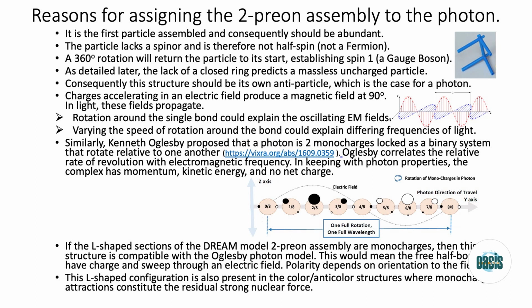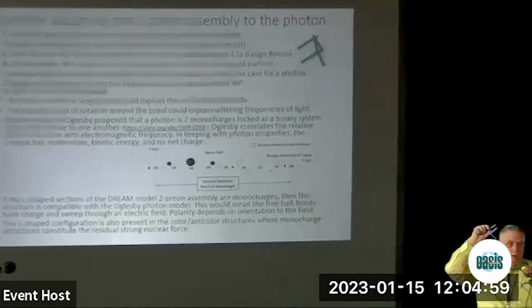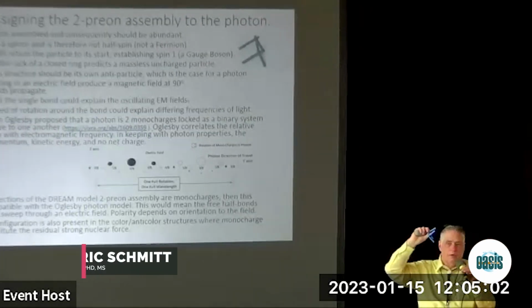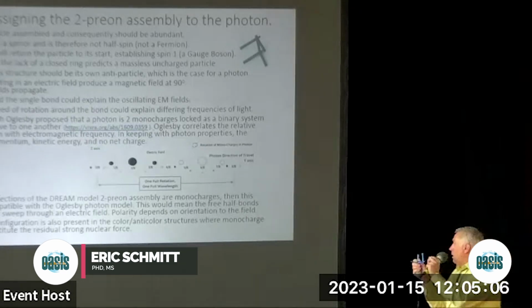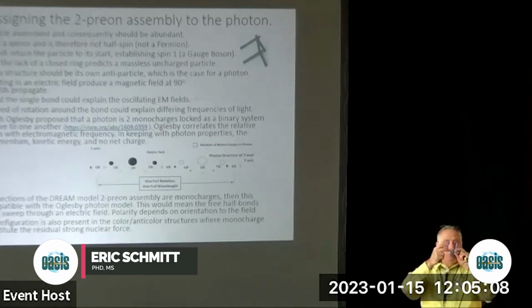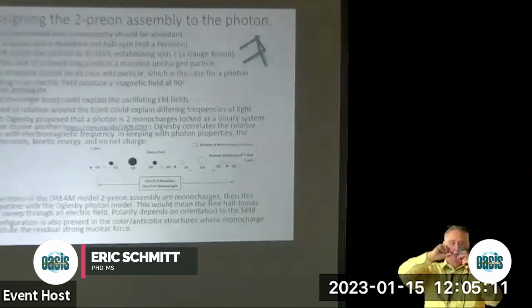And because it has zero charge, this thing actually turns out to be its own antiparticle. There are very few things that meet that criteria. Photon is one of them. And this bond gives it a degree of freedom to rotate.